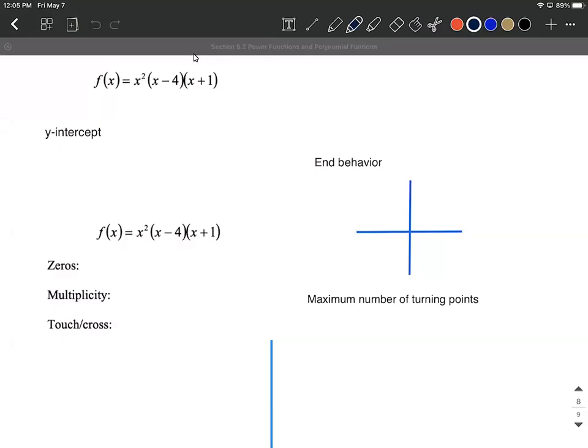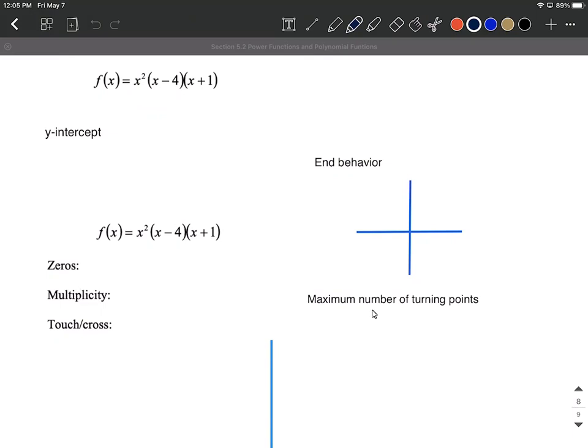Okay, let's graph a polynomial that's already been factored for us. So as you can see, we have f of x is x squared times the quantity x minus 4 times the quantity x plus 1. To graph this, what we want to do is find a bunch of information about it: the y-intercept, end behavior, x-intercepts or zeros, roots, their multiplicities, figure out whether they touch or cross, and the maximum number of turning points. So let's jump right in.